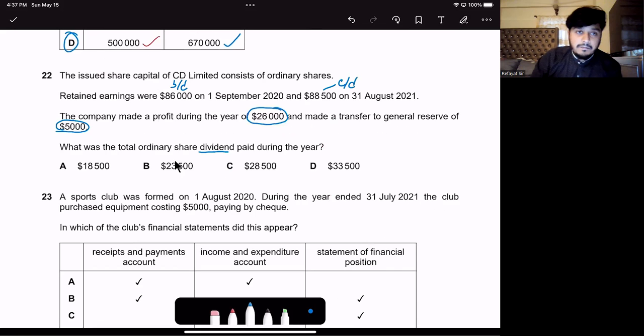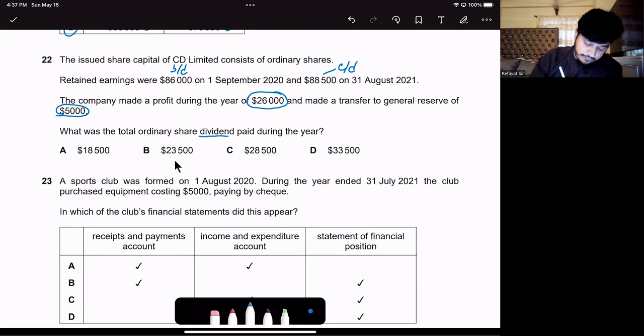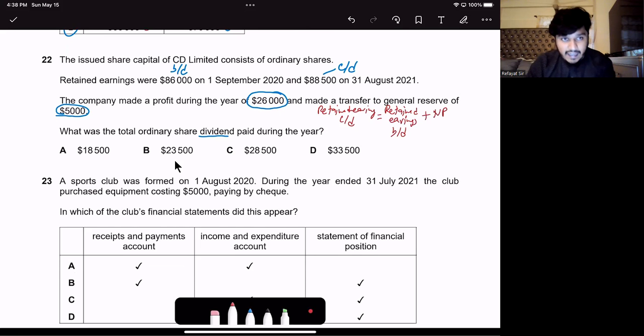Now, let me remind you of something. Normally, retained earnings at year end, which is the balance CD, equal retained earnings at the beginning of the year plus any profit that we make, because net profit increases retained earnings, minus any transfer to reserves, minus dividends. That is what always happens in changes in equity.